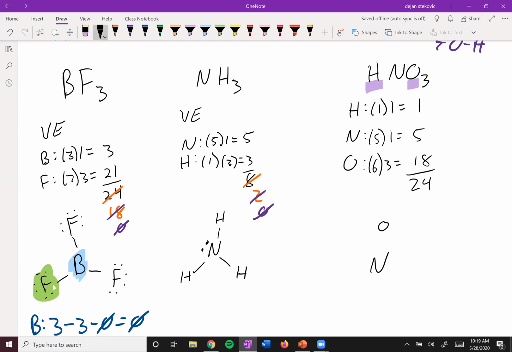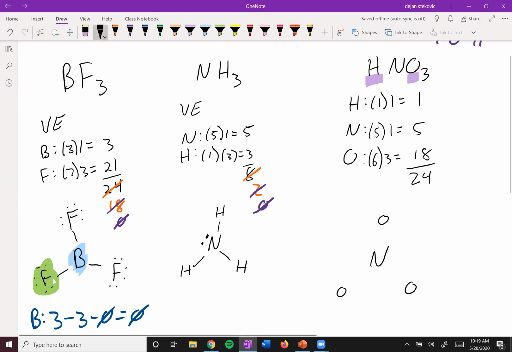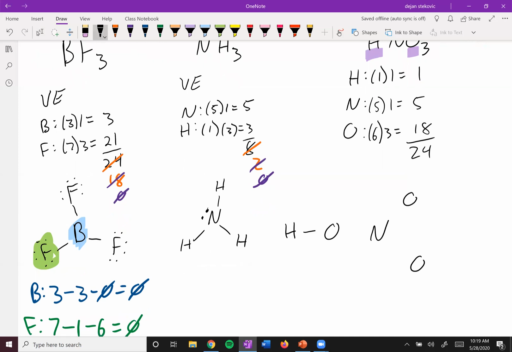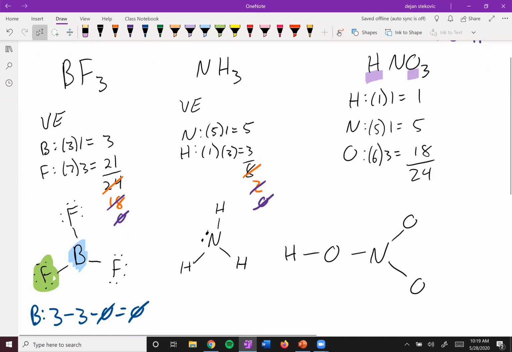So what ends up happening is we surround the nitrogen with the oxygens, and then we put the hydrogen next to an oxygen. 1 bond everywhere. That's 1, 2, 3, 4 bonds, 8 electrons. That leaves us with 16 valence electrons. Next, we'll put lone pairs, starting with the more electronegative atom. So we'll put 2 here to give that an octet, 6 here to give that an octet, that's 10, and then another 6 here to give that an octet. So that goes down to 0 valence electrons.